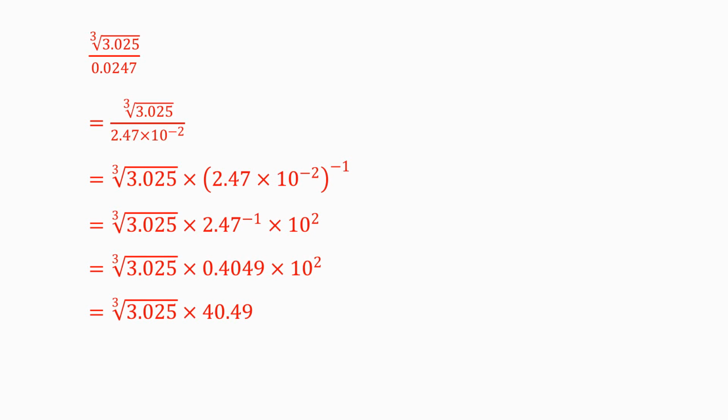Then you evaluate the cube root of 3.025. It's 1.4462 to 4 decimal places times 40.49, and this gives you 58.5584 to 4 decimal places.